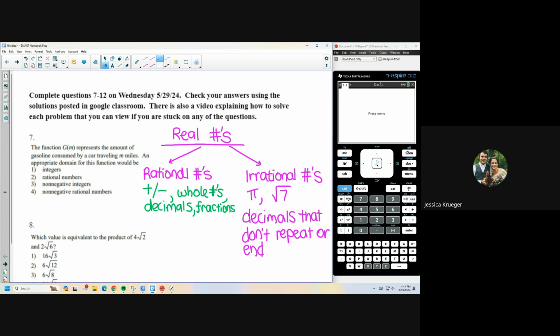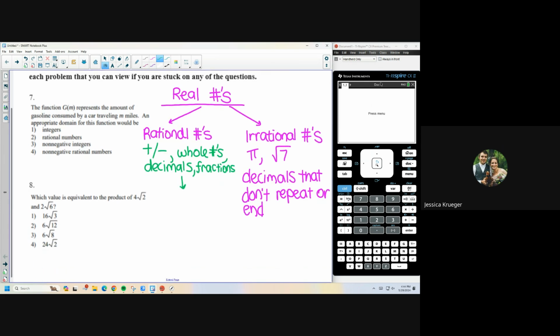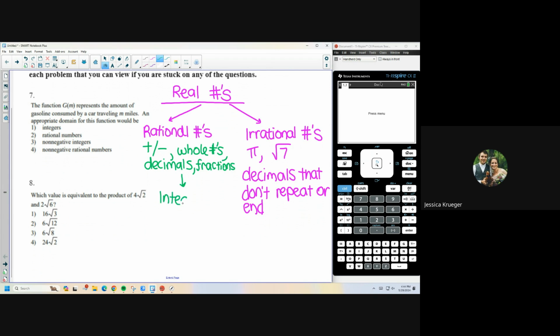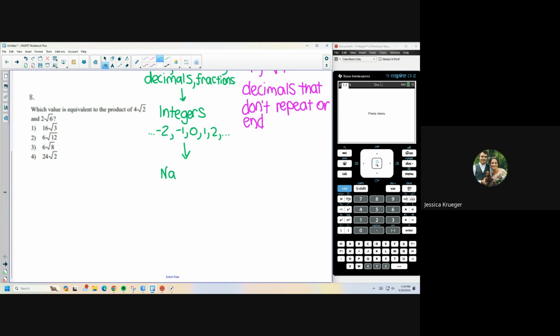Underneath the rational numbers, there's a smaller set of numbers that we would call the integers. And integers are positive and negative whole numbers. So -2, -1, 0, 1, 2, and going on and on forever. There's a smaller set of the integers, which are called the whole numbers. And these are 0, 1, 2, 3. And then there's an even smaller set called the natural or the counting numbers.